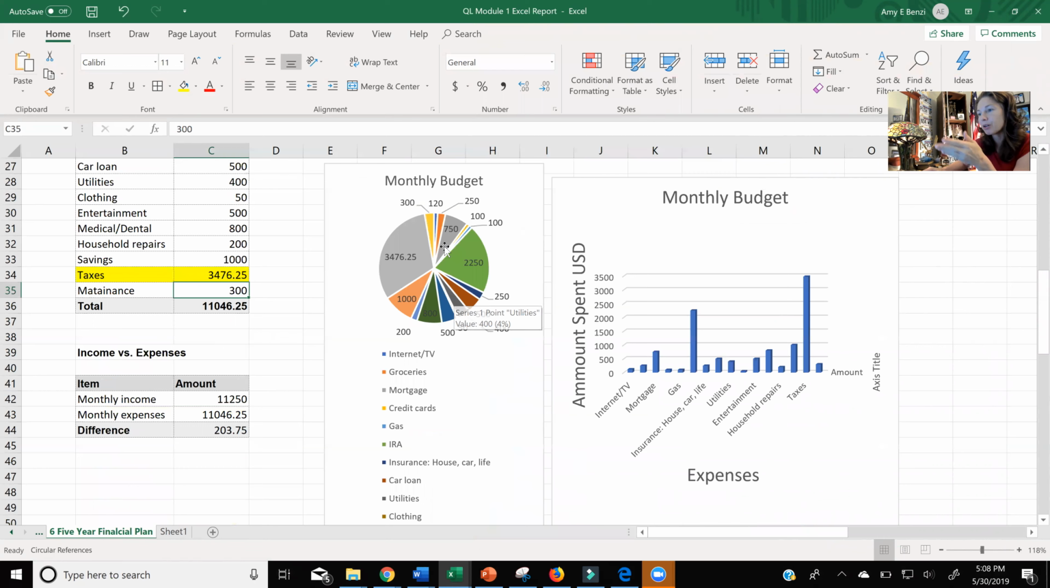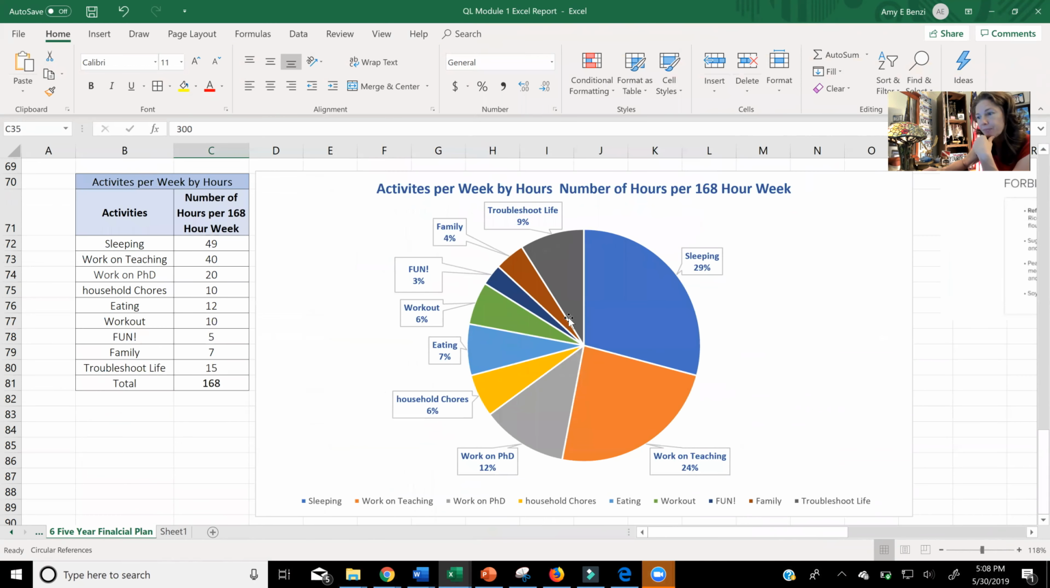And for the budget report, you're going to create a pie chart as well as a bar chart. And then for the rest of it, just a pie chart. All right, guys, I think that's it. I am looking forward to seeing your work.